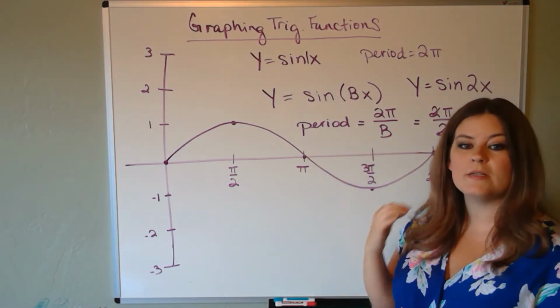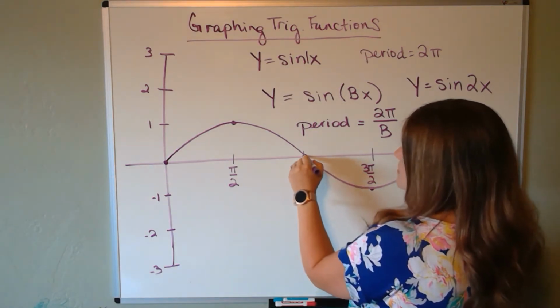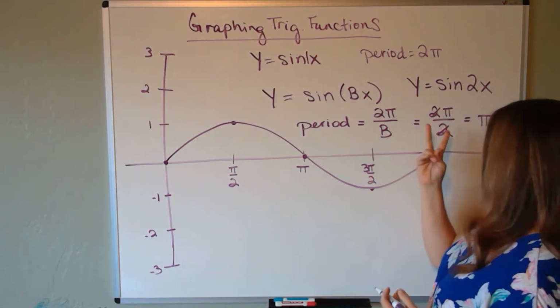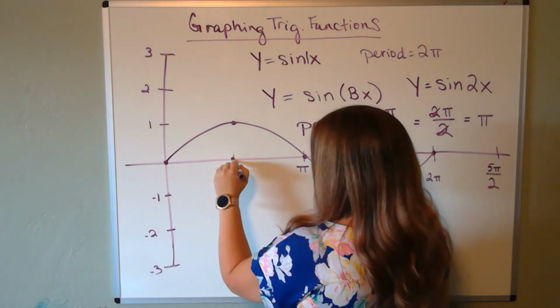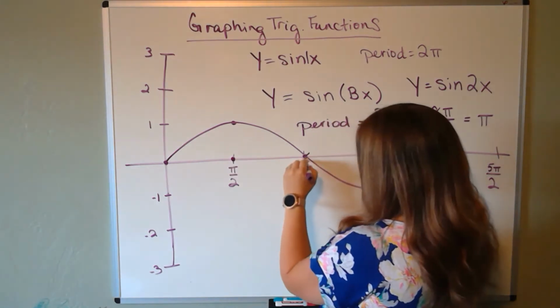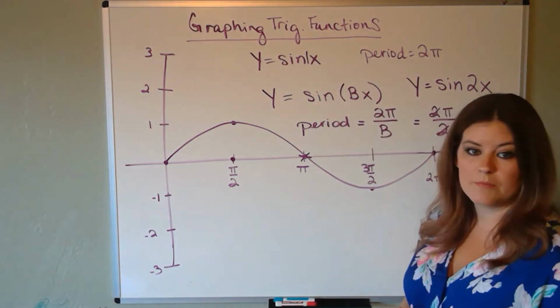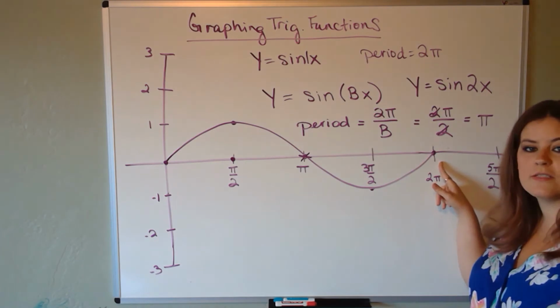Everything has to happen twice as fast. So I'm going to say, okay, well, usually I go and I hit the x-axis again at pi. But since my period is cut in half, I have to hit it again by pi over 2. So I've taken this point, I've cut it in half, and it happens here now, pi over 2 instead of pi.